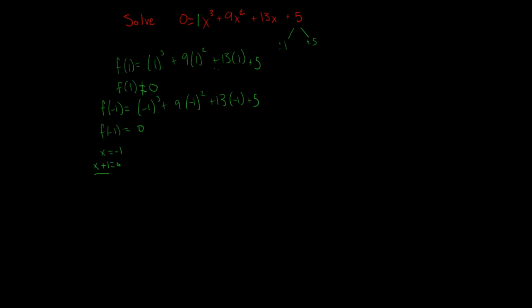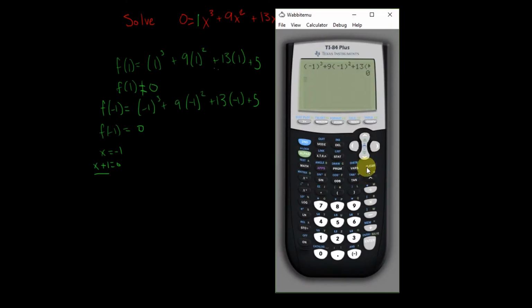So let me just really quickly graph this on my calculator, and hopefully this should be a bit more clear that we're not finished the question yet, right? So x to the power of 3 plus 9x squared plus 13x plus 5. So now let's graph this.